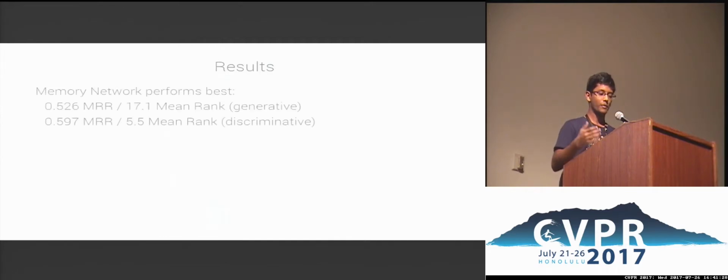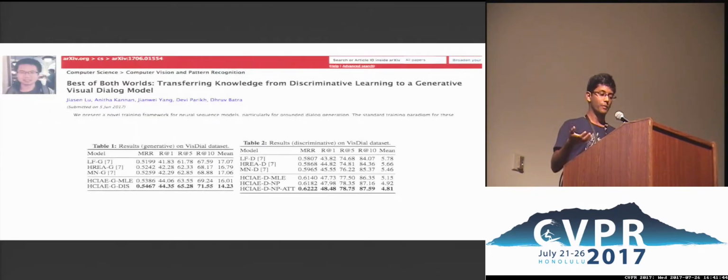So our best performing model is the memory network encoder, which assigns a mean rank of about 17 in the generative decoding case and a mean rank of 5.5 in the discriminative decoding case. So that's the mean rank of the ground truth human response out of a list of 100 answer options that it's given. And there's also more recent work coming out of our lab in collaboration with researchers at FAIR that further improves on these numbers.